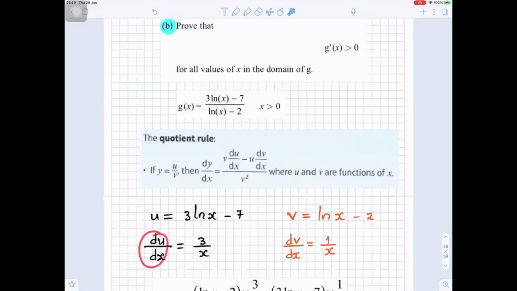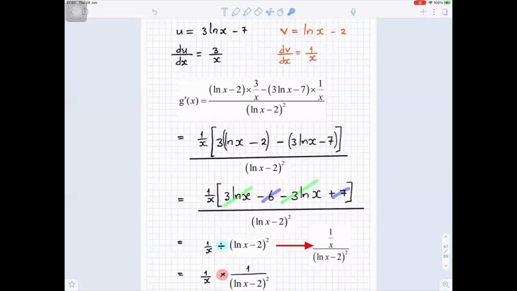Now du over dx, the 3 stays the same. Differentiate ln x, you get 1 over x. So 1 over x times 3 is 3 over x. When you differentiate ln x, you get 1 over x, and when you differentiate minus 2, you get 0.